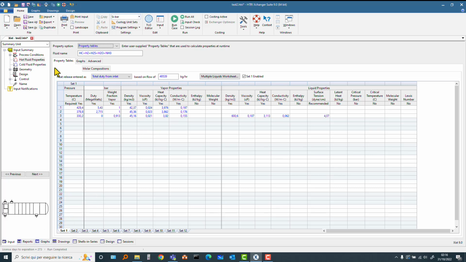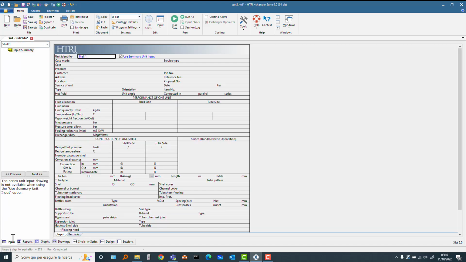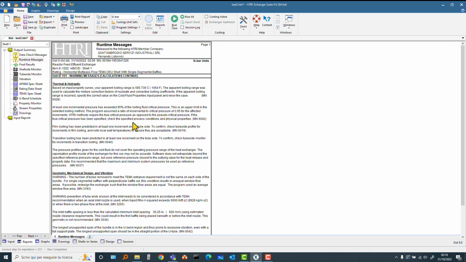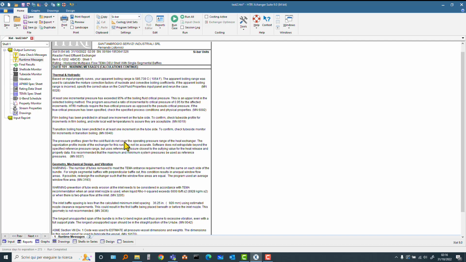Let's look again at the summary unit, but at each single unit. So input, the reports here. Fill boiling, pressure profiles, we have seen. Number of tubes to meet the TEMA entrance requirement is not the same. Well, it is not a terrific problem. Prevention of tube ends erosion at the inlet needs to be considered in accordance with TEMA. The inlet baffle spacing is less than the calculated minimum inlet spacing.